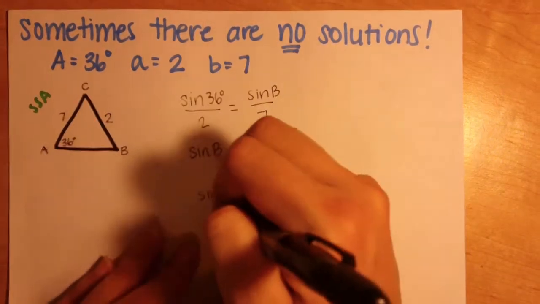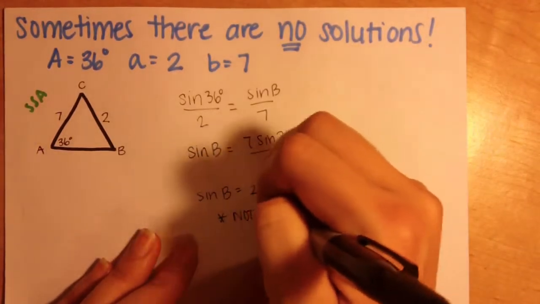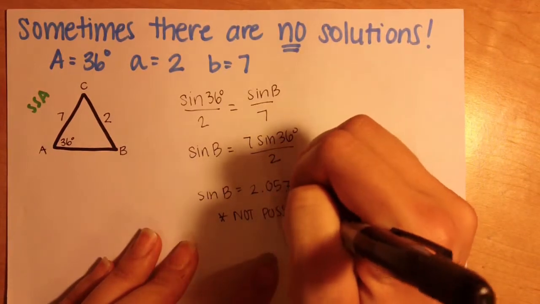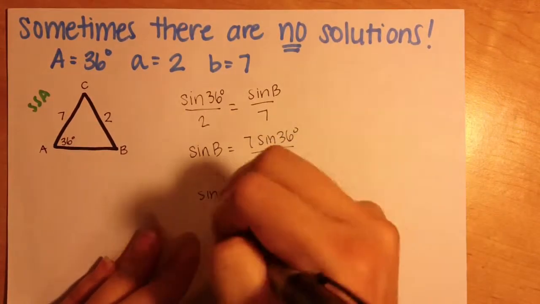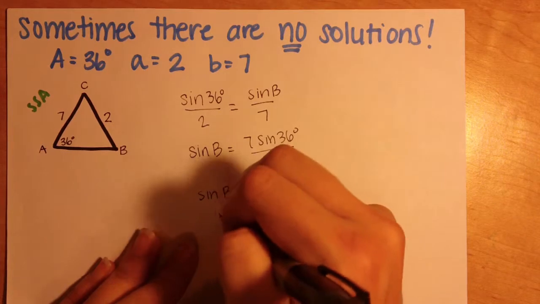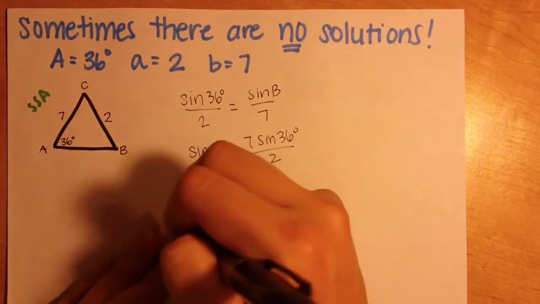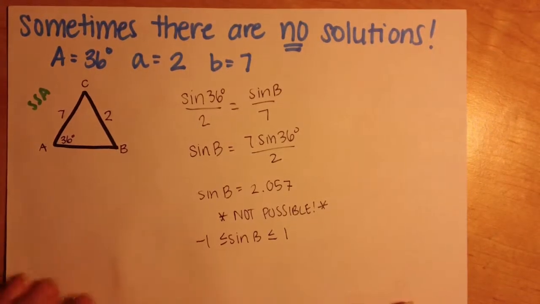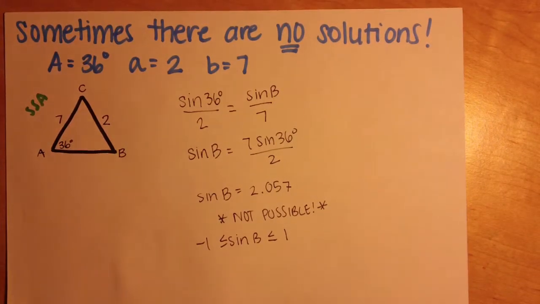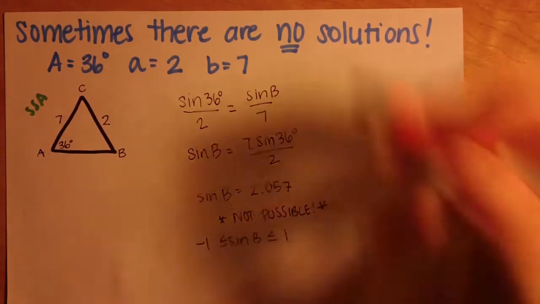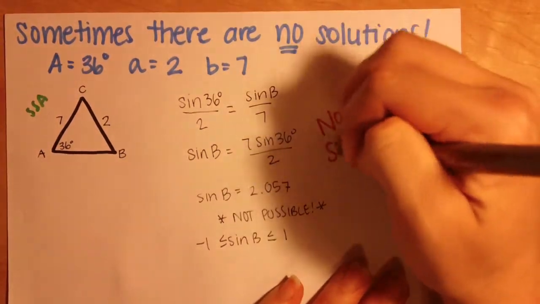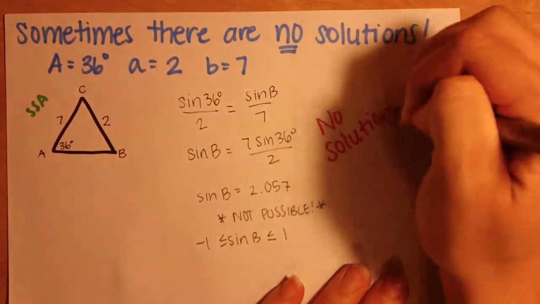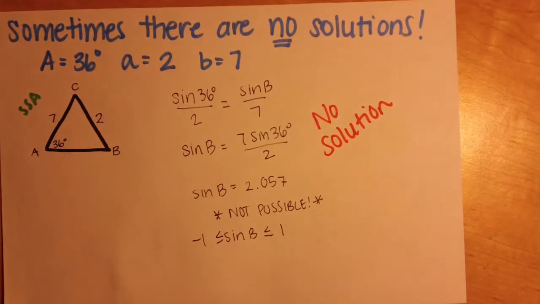which is not possible. Okay, because sine of any angle is always going to be between 1 and negative 1. Okay, so therefore for this triangle we have no solution.